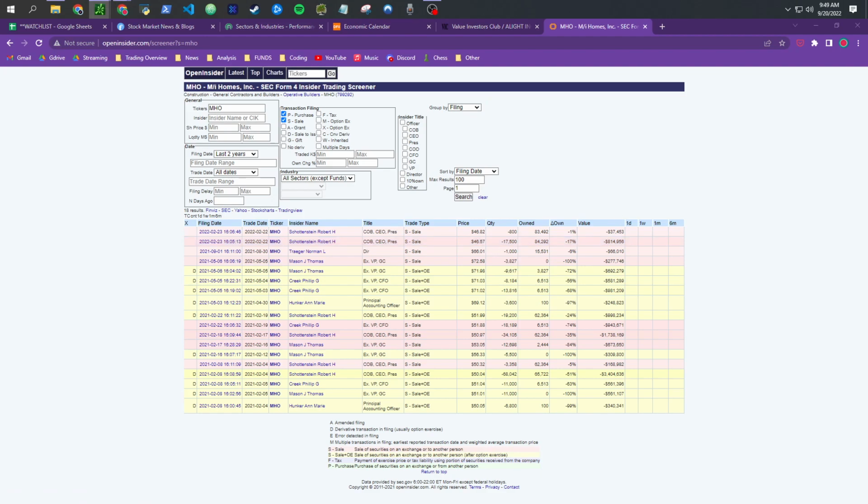Perhaps that was a good price to sell, right? MHO was trading at, let's see, in February, it's around 50. Is that what they got? Okay, so like 46, 47 bucks a share. And the CEO unloaded quite a bit. No buying since then, right? So nothing real interesting to note, at least not as of recent, right?